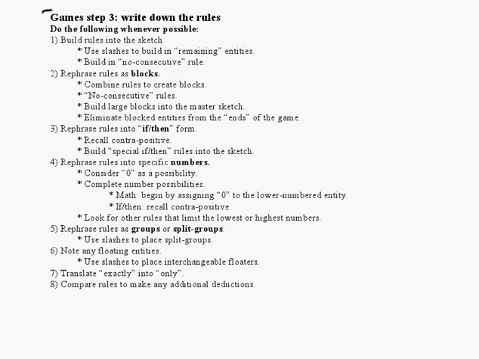So here, game step 3, writing down the rules. Do the following whenever possible. First of all, you do want to try to build rules into the sketch. We didn't really do an example of that, maybe in the code game we did. Sometimes you want to rephrase as blocks. We did not have an example of that. But notice all these sub-items here. These are all deductions that can be made based on rephrasing rules as blocks, but we had no examples of that in the prior 2 games.